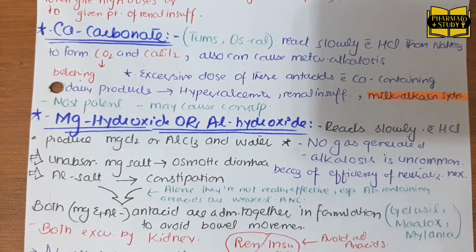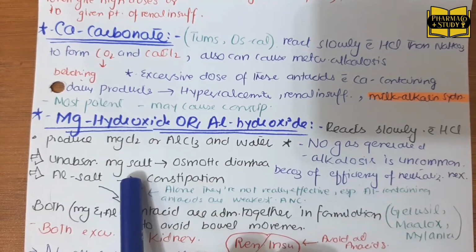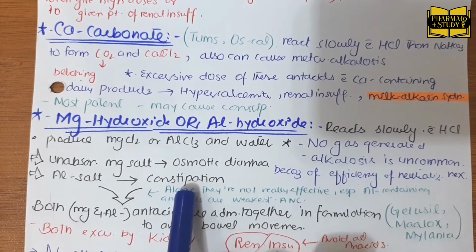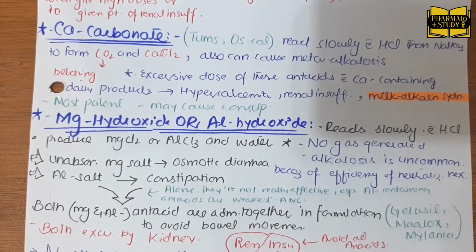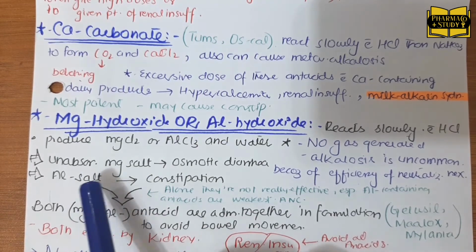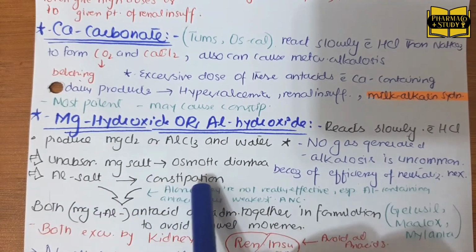Unabsorbed magnesium salt causes osmotic diarrhea, and aluminium salt causes constipation. Okay, so this is very important. Magnesium causes diarrhea. That's why milk of magnesia is used to treat constipation, because it can cause the movement of stool from your body. We have discussed in the laxative lecture that they are used as saline laxatives. So magnesium salt causes diarrhea and aluminium causes constipation.